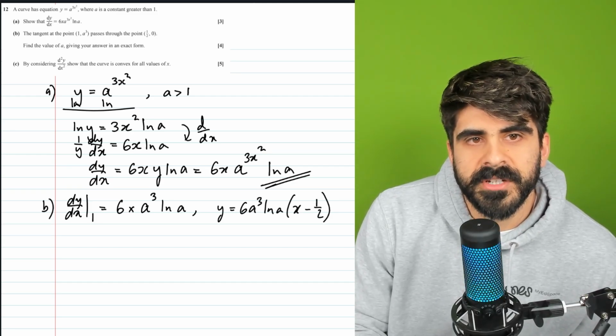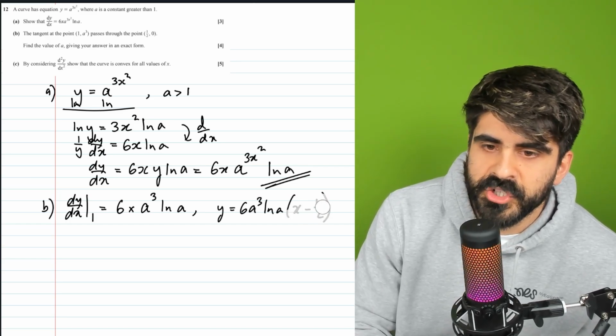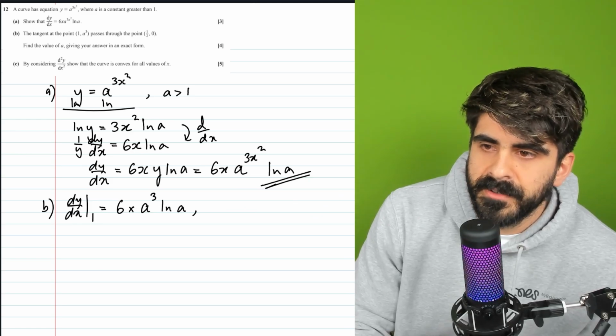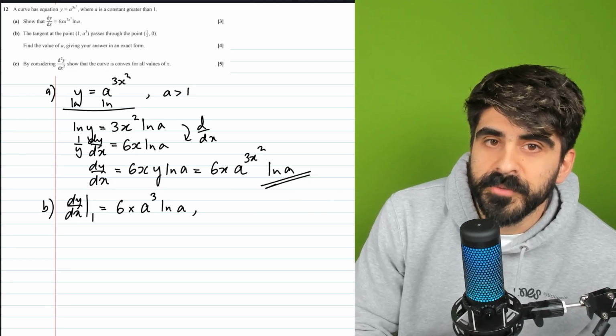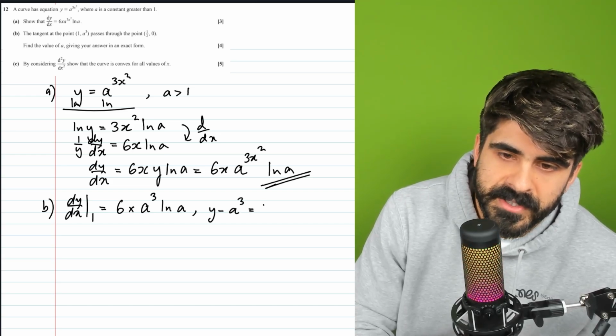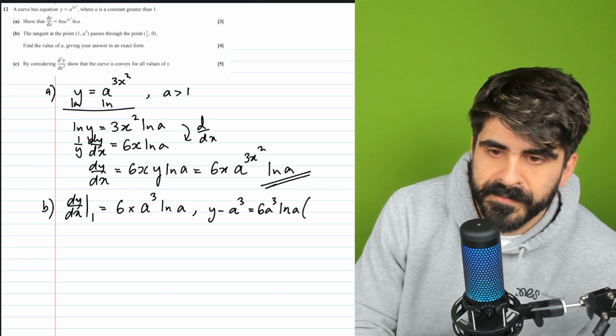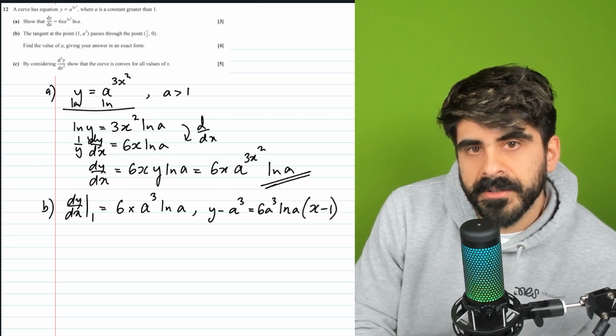Wait, the tangent at 1... Oh, okay, no, I'm bugging. The tangent at 1, a cubed goes through half, 0. So we're saying y minus a cubed is 6a cubed ln a times x minus 1, goes through this.